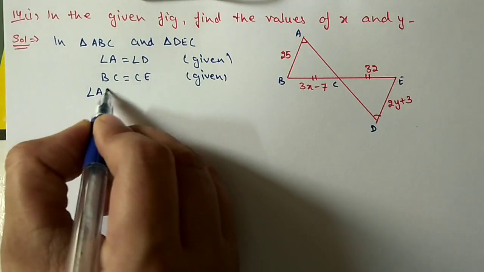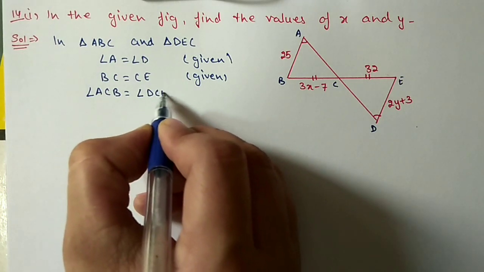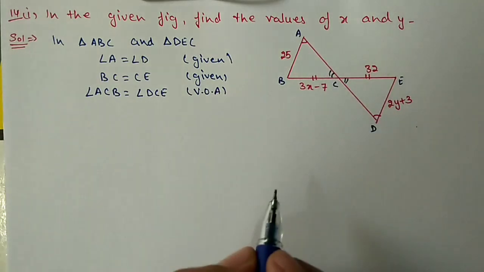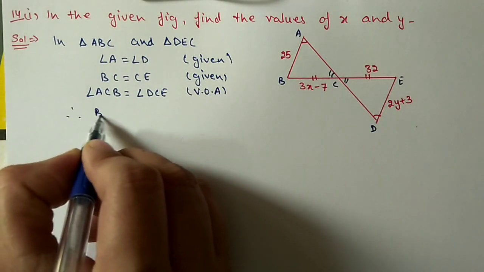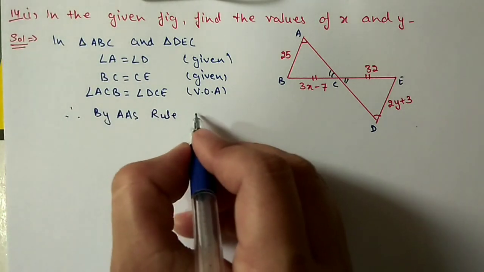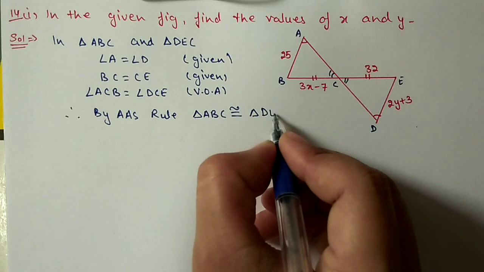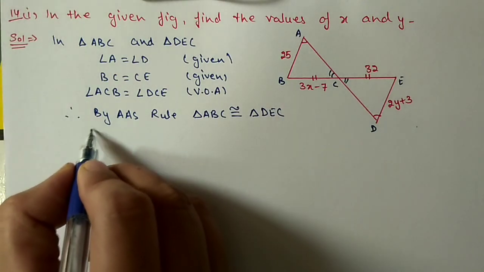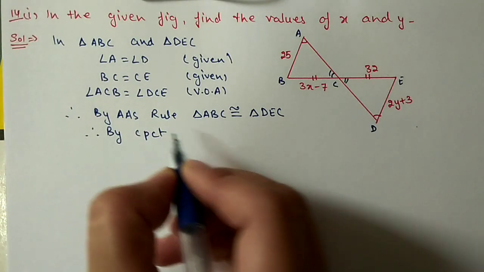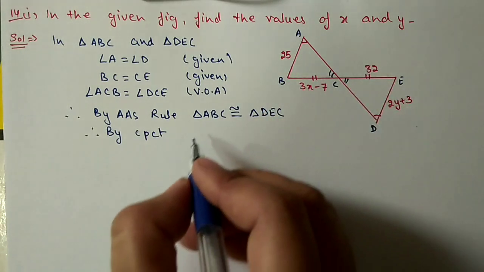Then next, angle ACB is equal to angle DCE. These two are vertically opposite angles. This angle and this angle are equal. So therefore, by angle side angle rule, triangle ABC is congruent to triangle DEC. So by CPCT, the rest of the corresponding parts will be the same. We can say by CPCT these two sides will be equal and these two sides will be equal.